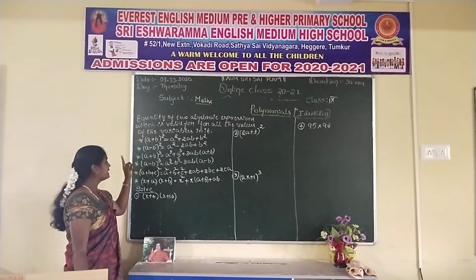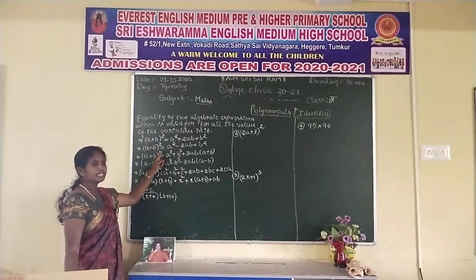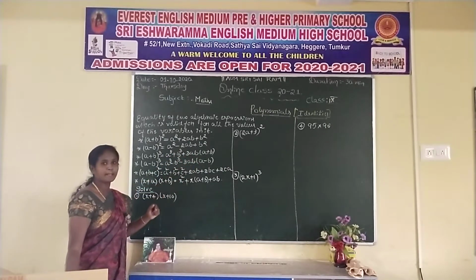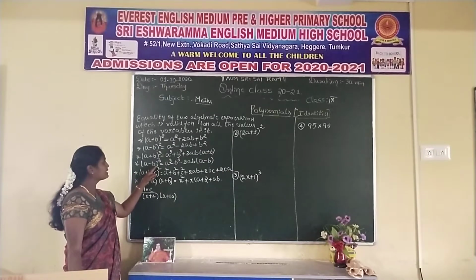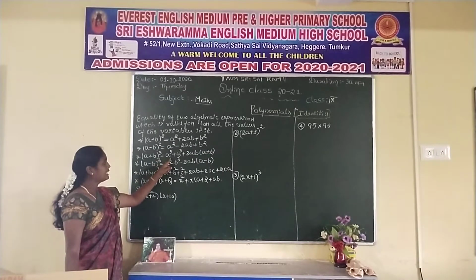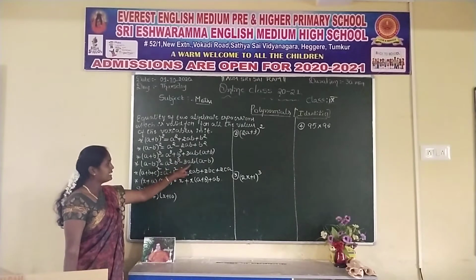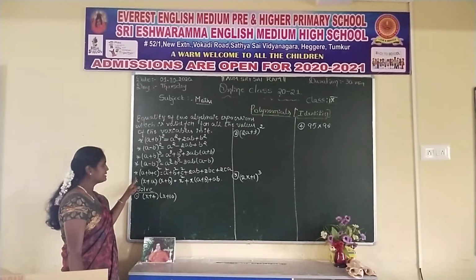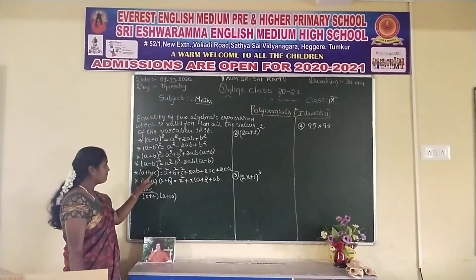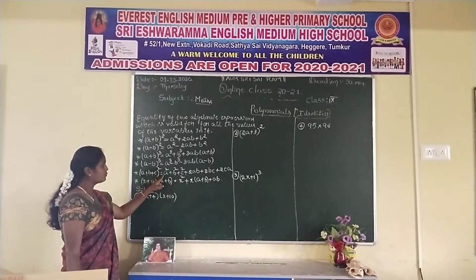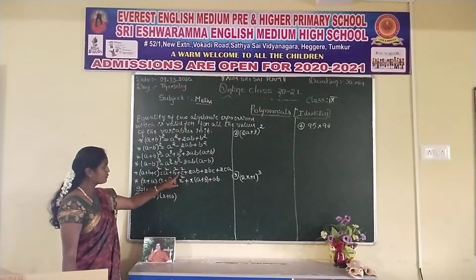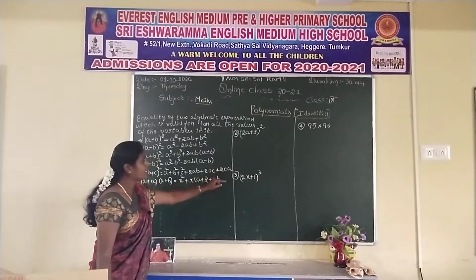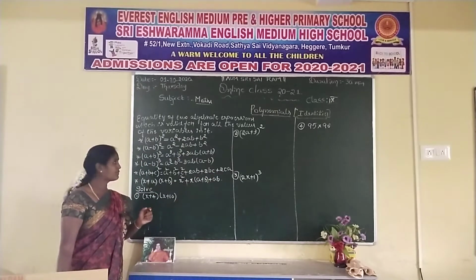The third identity is (a plus b) whole cube is equal to a cube plus b cube plus 3ab into (a plus b). Next is (a minus b) whole cube is equal to a cube minus b cube minus 3ab into (a minus b). The fifth identity is (a plus b plus c) whole square is equal to a square plus b square plus c square plus 2ab plus 2bc plus 2ca. This is the fifth identity.